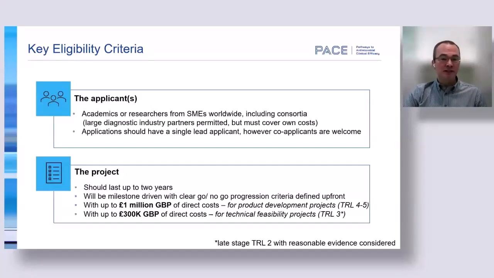The funding in this call covers direct project costs with 2-tier funding pots, up to £1 million British sterling for product development projects, so TRL 4 to 5, or up to £300,000 British sterling for technical feasibility projects in TRL 3. Though as mentioned, we will consider late stage TRL 2 with reasonable evidence. I'll come back to discuss further detail about eligible costs and a brief summary of the terms and conditions in later slides.